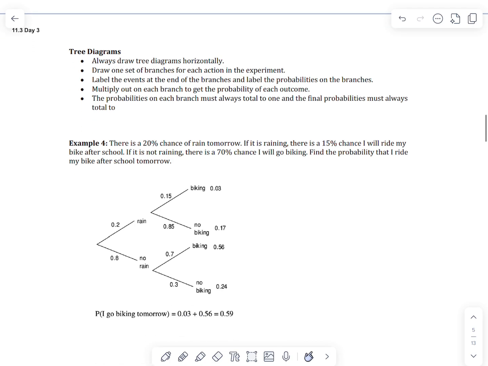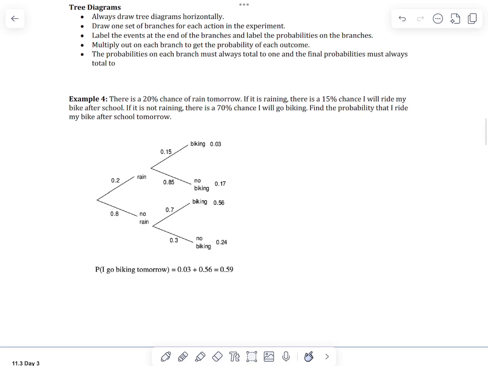All right, here's another example of a tree diagram. So I put in here some bullet points for you. Tree diagrams always are drawn horizontally. You draw one set of branches for each action in the experiment. You want to label the events at the end of each branch and label the probabilities of those branches. Then what you do is you multiply on each branch to get the outcome, and the probabilities on each branch must also total 1, because 1 represents 100%.